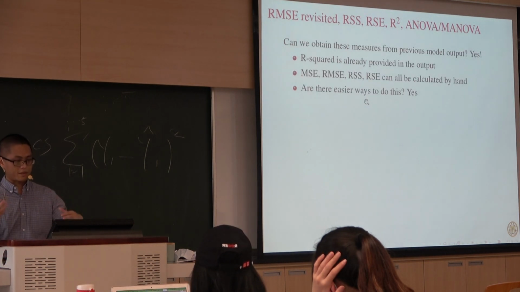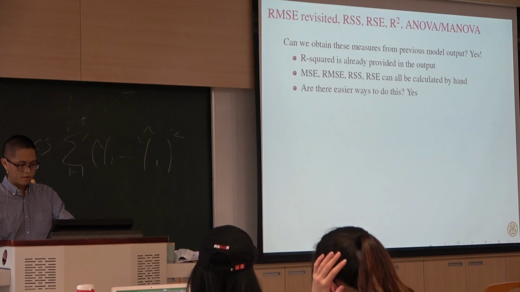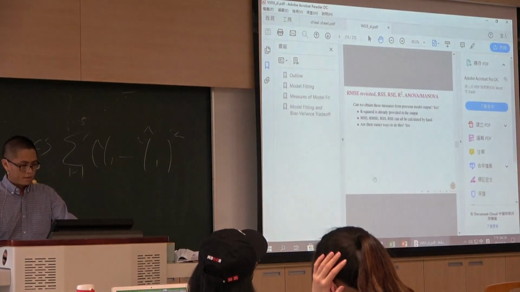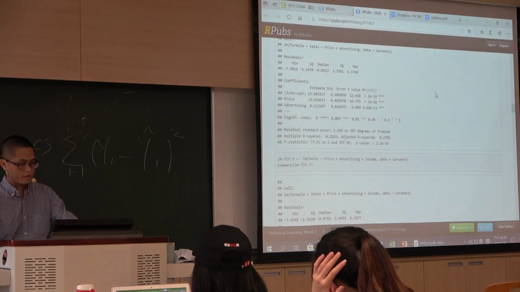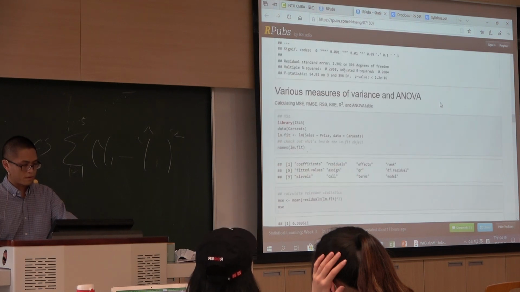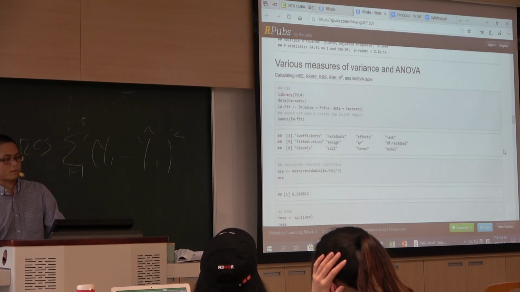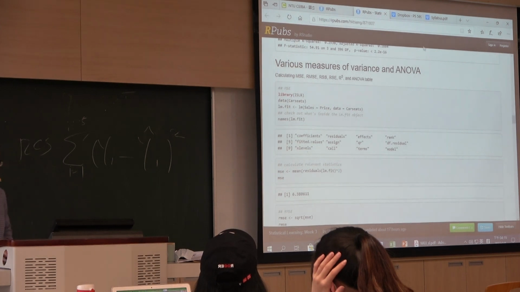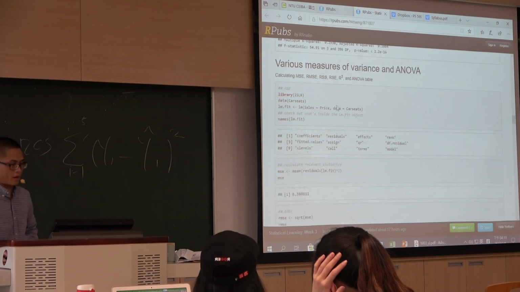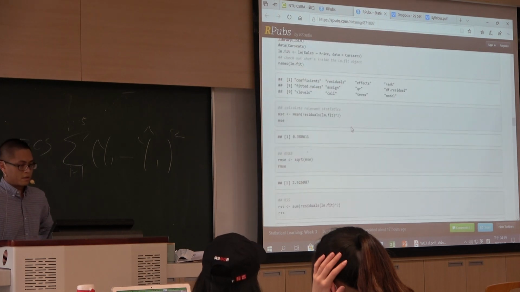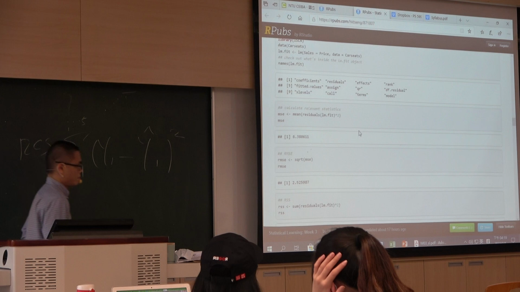So we can actually do this in R. Again, we will still be using the same data set as before. So we first did a univariate regression here by regressing sales on tracks. Okay. So how do we calculate mean squared error?